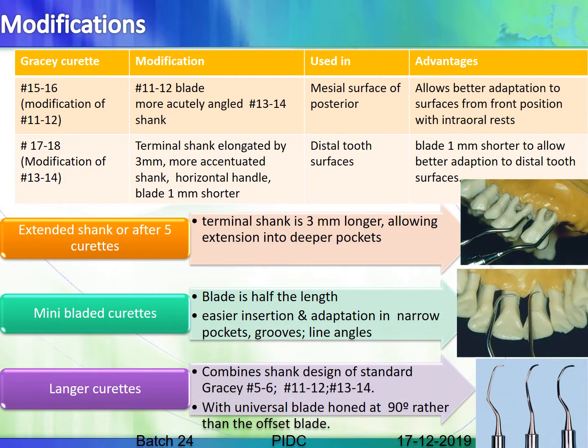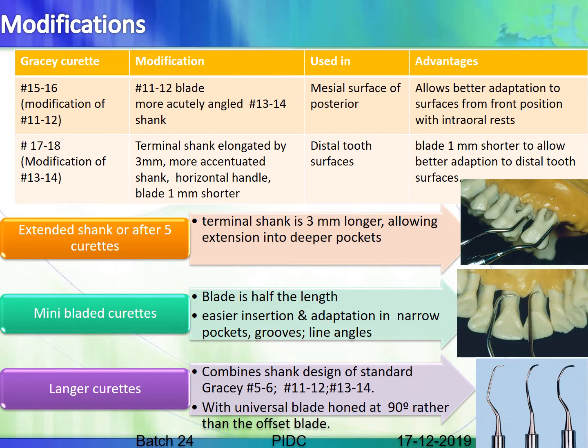So coming on to its modifications, there are two types of modifications. The 15/16 is a modification of 11/12, wherein there's an 11/12 blade with a more acutely angled 13/14 shank, used on the mesial surfaces of the posteriors, mainly for better adaptation to the surfaces from the front portion with intraoral fulcrum. 17/18 is a modification of 13/14, where the terminal shank is elongated by 3 mm, more accentuated shank, horizontal handle, blade 1 mm shorter, used on the distal tooth surfaces, and here the blade is 1 mm shorter to allow better adaptation to the distal tooth surfaces.